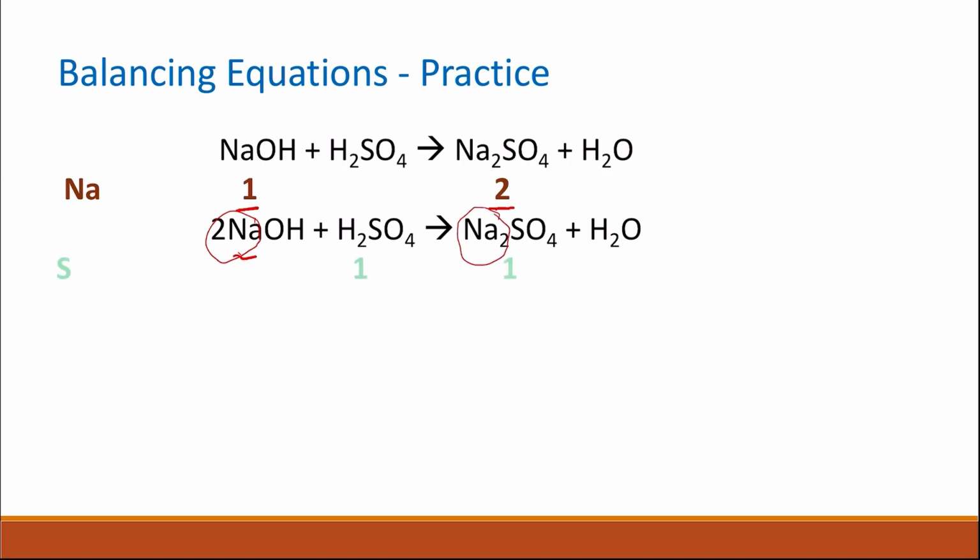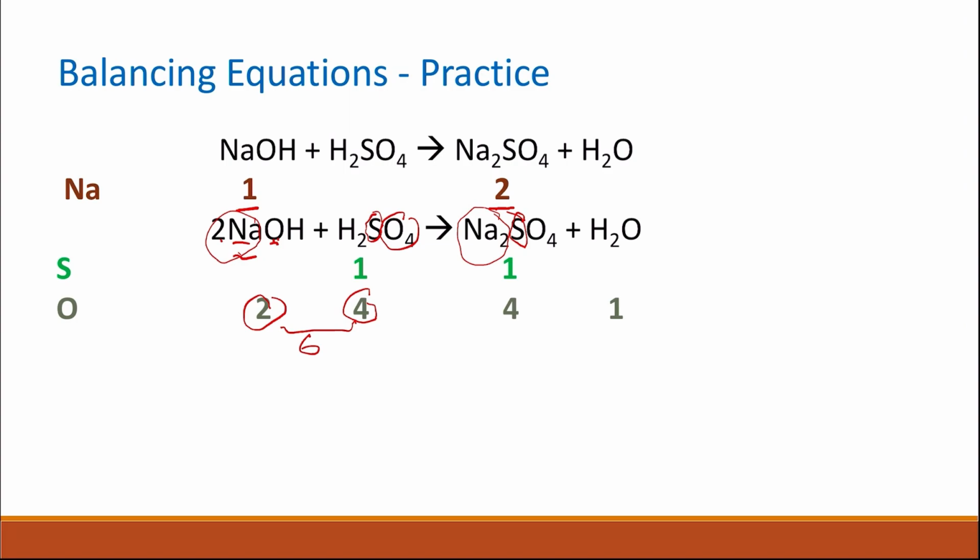Now we have two sodiums on the left-hand side and two sodiums on the right-hand side. And then we will look at the sulfur. We have one sulfur from the sulfuric acid and one sulfur from the sodium sulfate, so no change for the sulfur. And then we move on to oxygen. On the left-hand side, there are two oxygens from the two sodium hydroxides and four oxygens from the sulfuric acid. So the total is 6 oxygens.